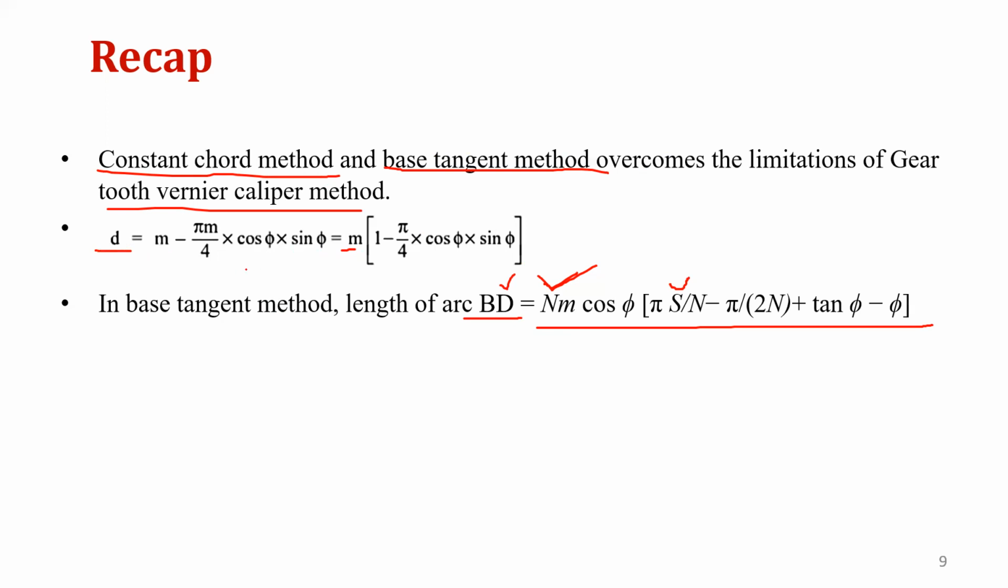So the chordal tooth thickness we can calculate as chordal addendum, d equal to m into 1 minus pi by 4 into cos phi into sin phi. So this value we can set on the gear tooth vernier caliper, and then we can use it for measuring the gear tooth thickness for any number of gears having any number of teeth.